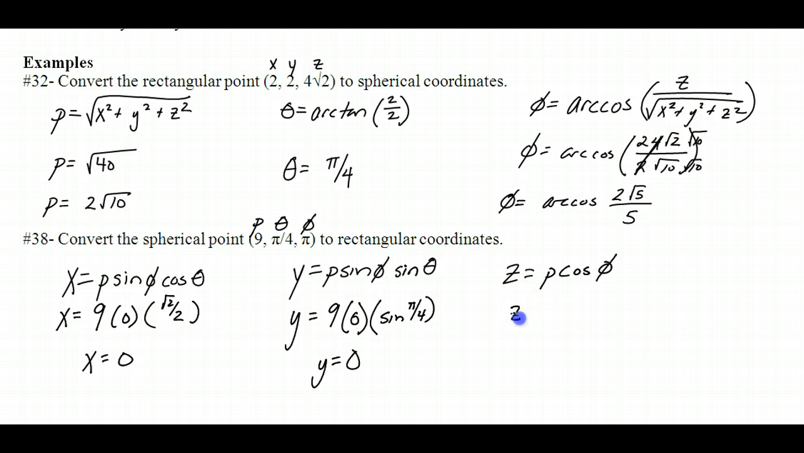And now for z, rho is 9 times cosine phi, which is cosine pi. Cosine of pi is -1, so z is going to equal -9. Therefore, my point is (0, 0, -9). Oh, all right.